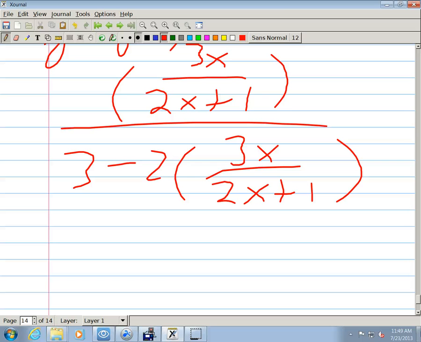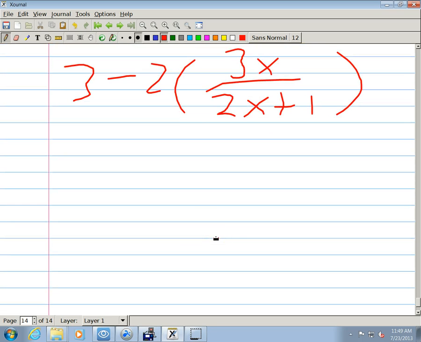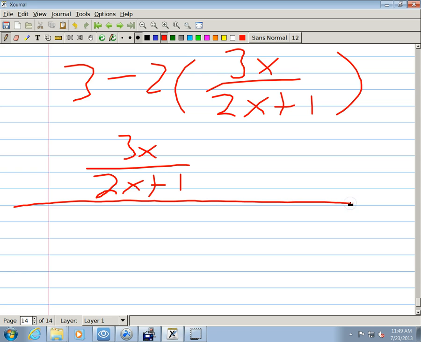What are you going to do with the 3 on the bottom? Get a common denominator, right? Okay, let's do that. So the top is 3x over 2x plus 1. The bottom is, now this is 3 over 1, right? So I'm going to get that negative 6x over 2x plus 1 over here.